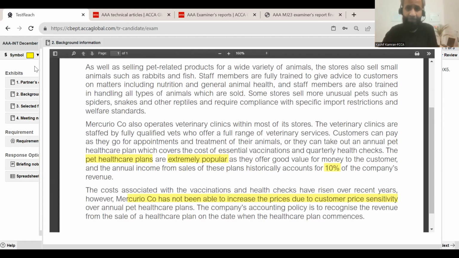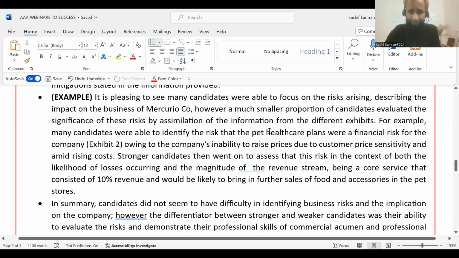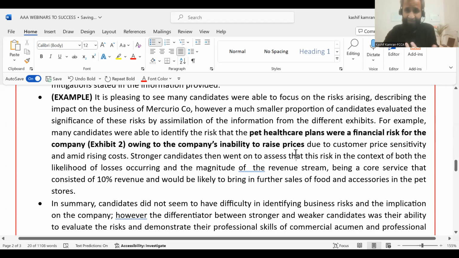So that was an example the examiner was giving us in the report as well. The same example was being taken here, talking about that the student picked the pet healthcare plan as a financial risk owing to the company's inability to raise prices. So because you cannot raise prices, it is a financial risk for you because it will be impacting your future sales and profits due to the customer price sensitivity. Stronger candidates went on to assess that risk in the context of both the likelihood of losses to future revenue, considering it is a core service that consisted of 10% of the revenue.